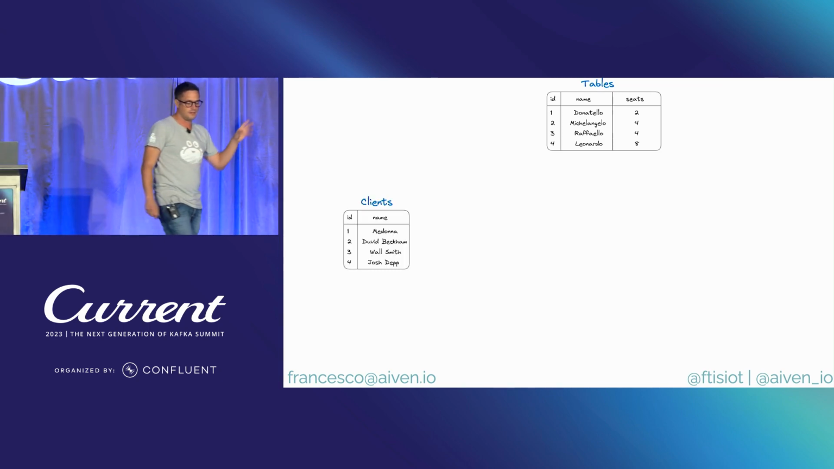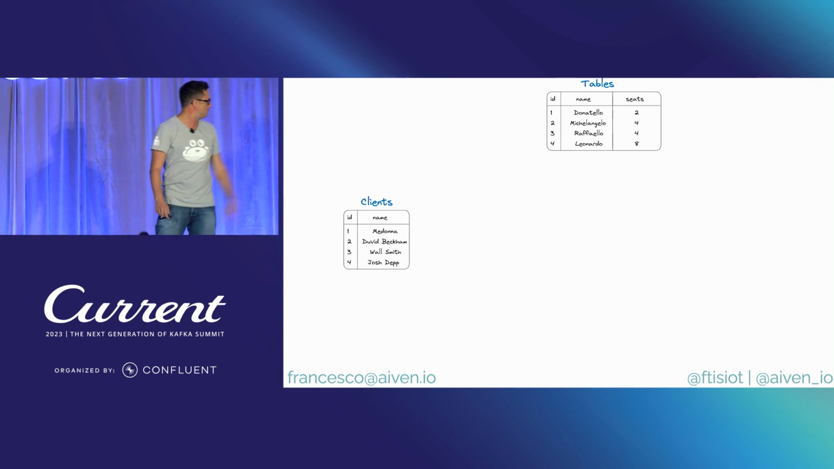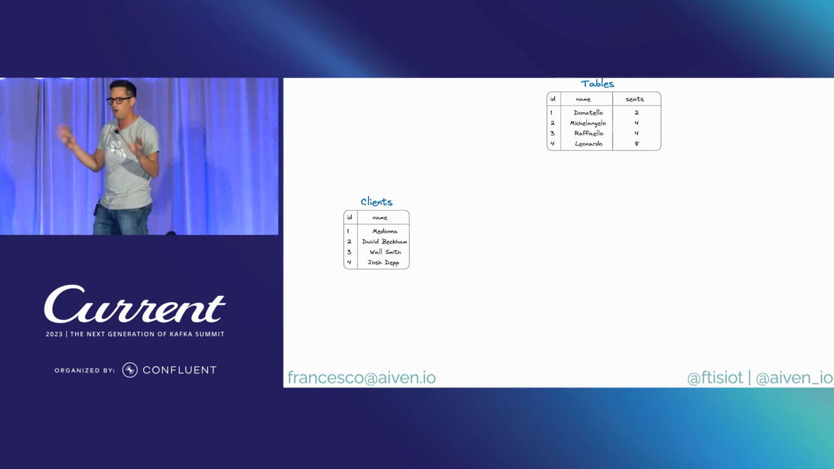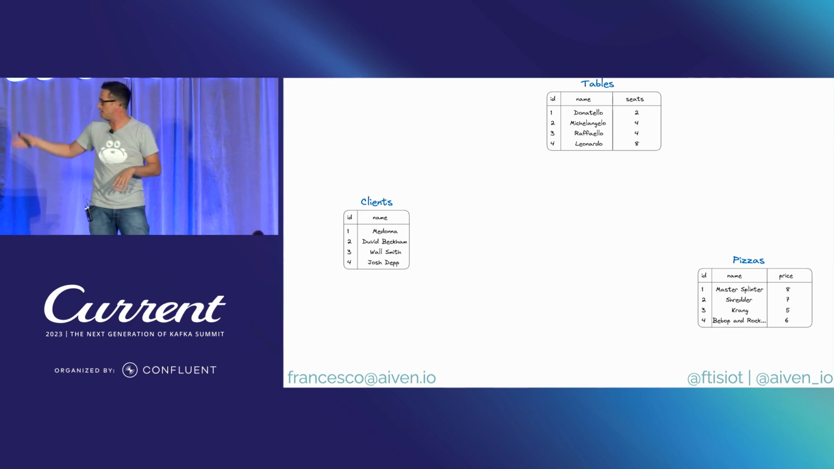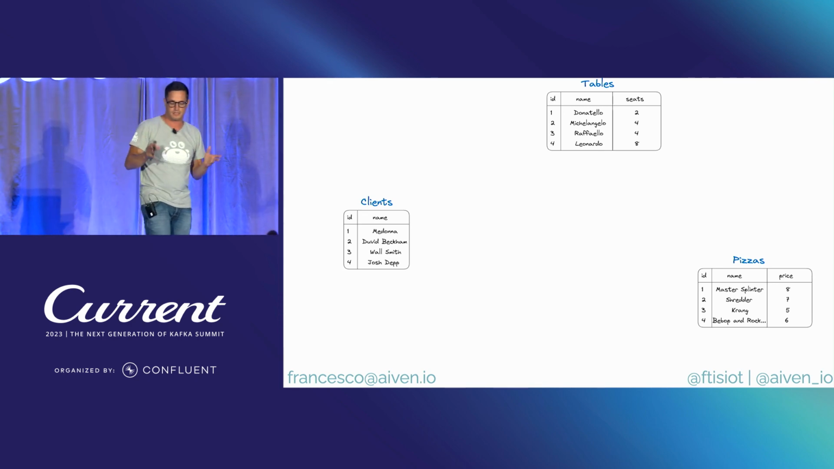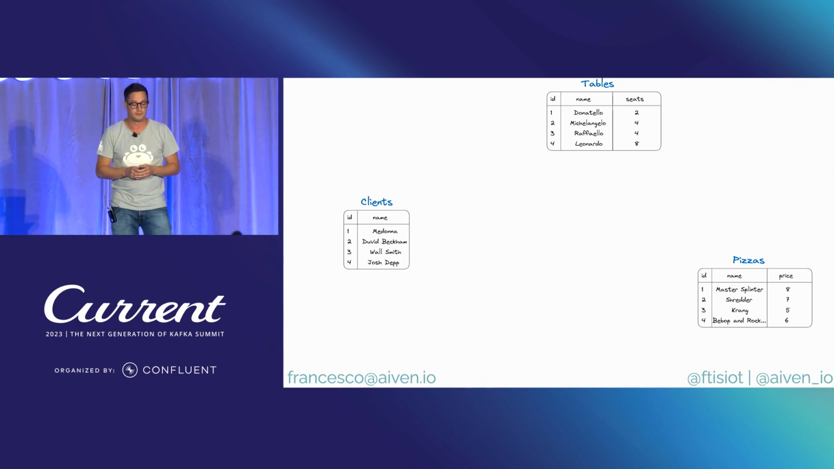Then what else? They have very important clients. If you check the names here, they have Madonna, David Beckham, Will Smith, Josh Depp, all people really important. Then, of course, they make pizzas, and they have the list of pizzas there, including the Master Splinter, which is the most sold pizza in the restaurant.